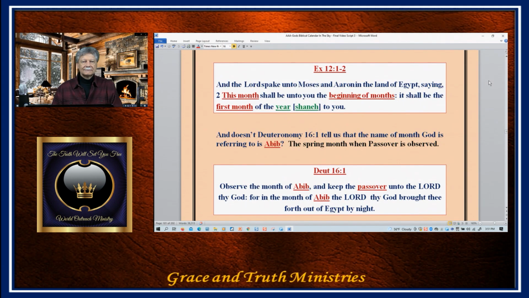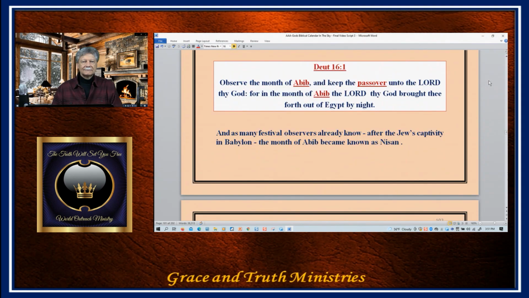And the Lord spoke unto Moses and Aaron in the land of Egypt, saying, this month shall be unto you the beginning of months. It shall be the first month of the year, the Shaneh, to you. Now, doesn't Deuteronomy 16:1 go on to tell us that the name of the month God is referring to is Abib, the spring month when Passover is observed? Let's take a look at Deuteronomy 16:1, where the Lord says, observe the month of Abib, and keep the Passover unto the Lord your God. For in the month of Abib, the Lord your God brought you forth out of Egypt by night.